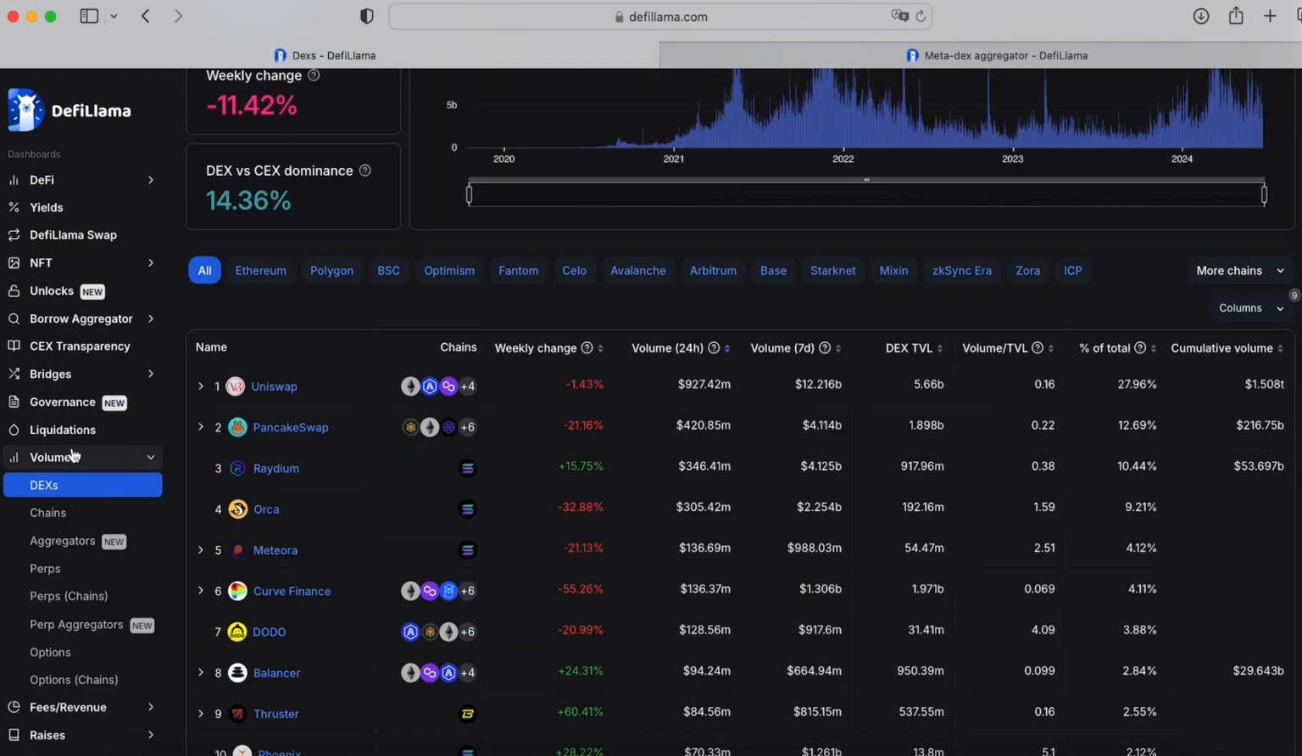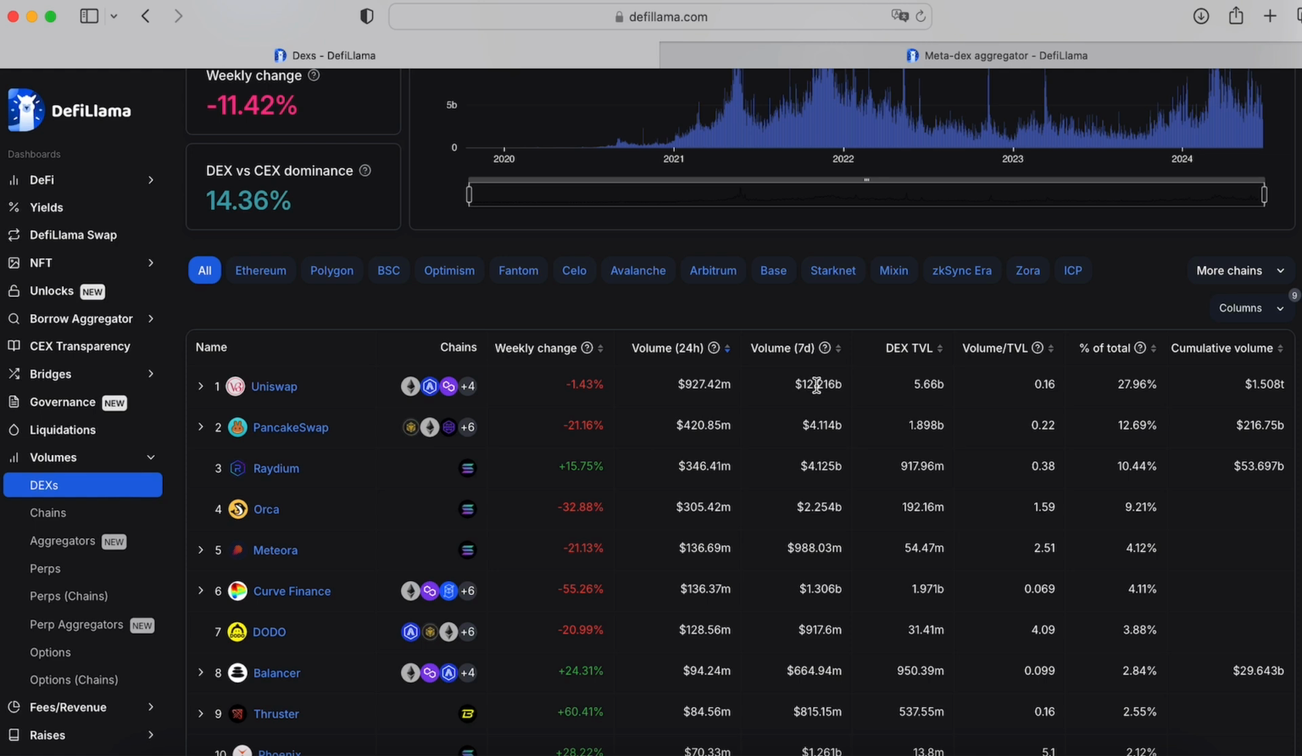Next one is volumes on decentralized exchanges and in the chains. So it's really important because, for example, you can see on Uniswap in the DEXs, we've got a pretty huge volume. Around 1 billion in 24-hour trade volume. So it's literally good, right? And volume in 7 days is 12 billion.